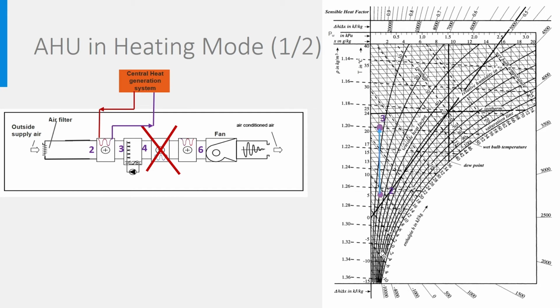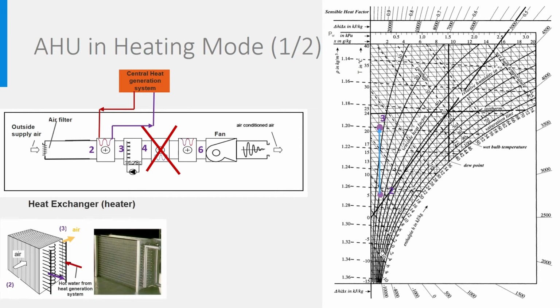As for the heater, it can be an electrical heater placed directly in the heating compartment or a heat exchanger connected to a heat generation system like a boiler, heat pump, district heating, geothermal heat, etc. Such a heat exchanger may look like this one.